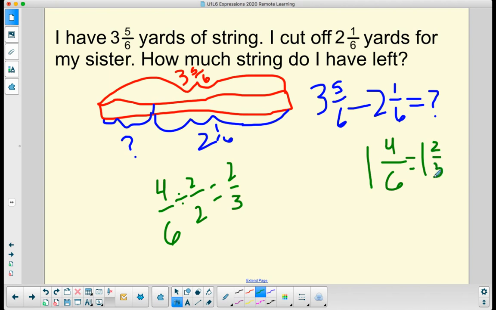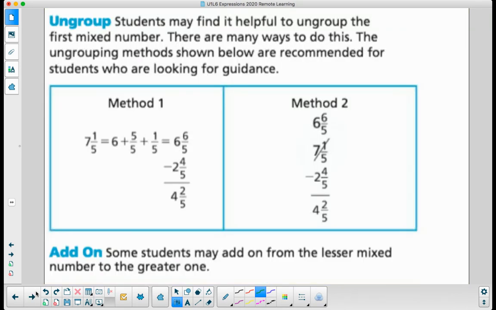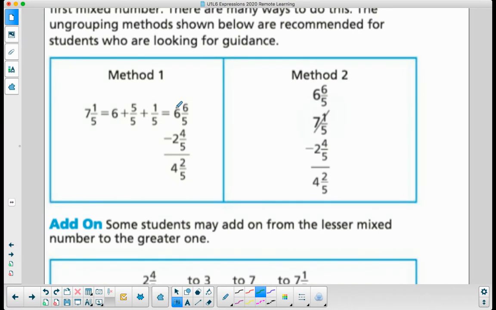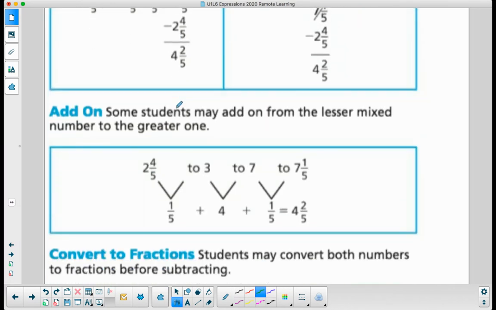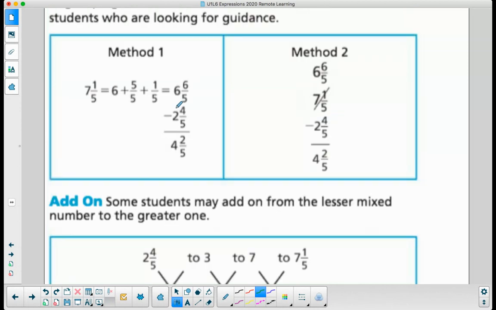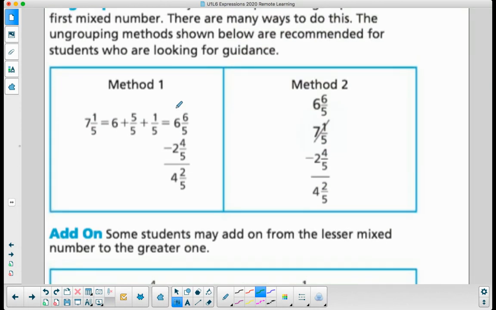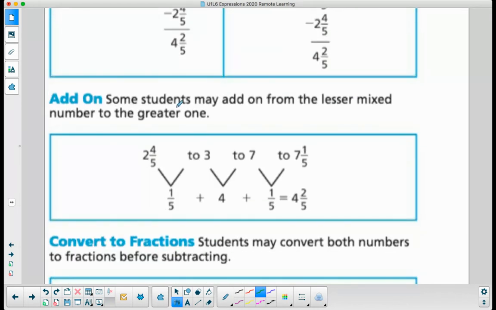Now, that worked pretty nice, but I remember with subtraction, sometimes I don't have enough. I had enough 6 to take away, but sometimes I don't and I have to ungroup. Let's see how we handle that. All right, so there's a couple ways you can ungroup. 7 and 1/5 subtract 2 and 4/5.